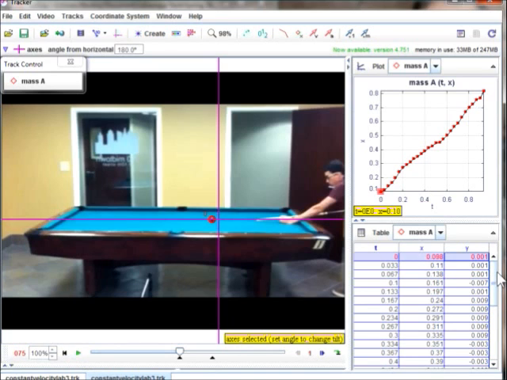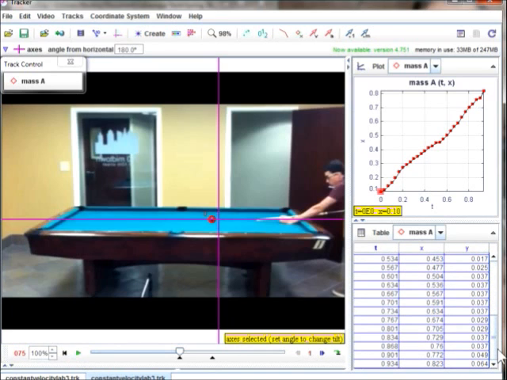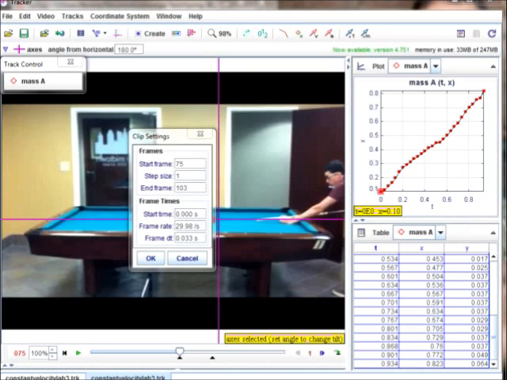It's 0.934 seconds to be exact. I also decided to start the clip after the pool ball had been in motion and ended the clip before the pool ball had stopped.